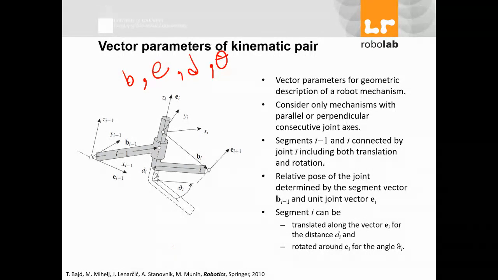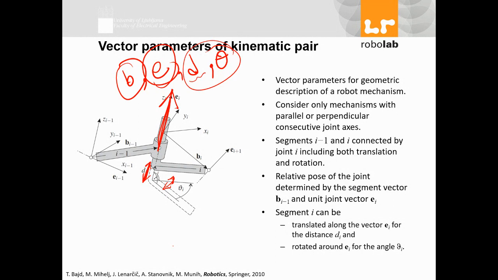D, theta. B represents the link. E is a direction, a vector, showing what the direction is, like this. D is displacement, like this. See this small displacement, you see? Like in another robot, I have a link with a joint that goes up and down. And theta is the angle, as you can see here. These two are physical parameters of distance and rotation.